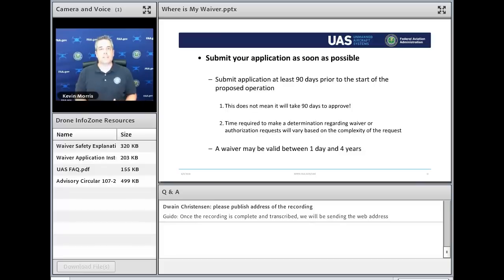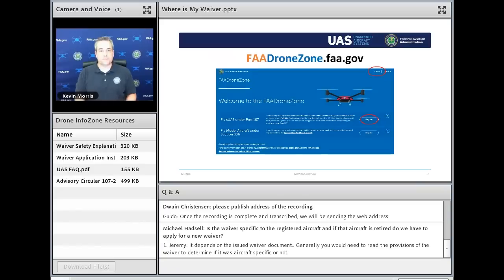So 90 days in advance ensures you have enough lead time with the FAA to have your waiver reviewed and a decision made. Again, it may take longer than the 30 day average. It may take shorter. It just depends on the complexity of the waiver you're applying for. So when you do get a waiver, the validity of that waiver is going to be valid any time between 1 day and up to 4 years. Again, that time window is pretty big, but it really depends on what you're requesting to be waived and where you're intending to operate.